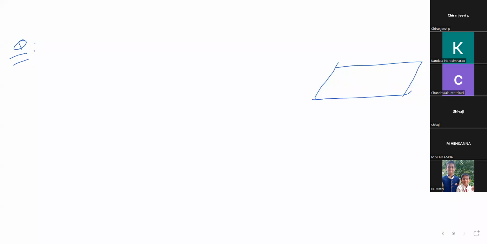Sorry. In this, I have a point. My point is 2, 3, minus 1. Find the equation of the plane which passes through the same point, sir? Same point. The point is same, correct?